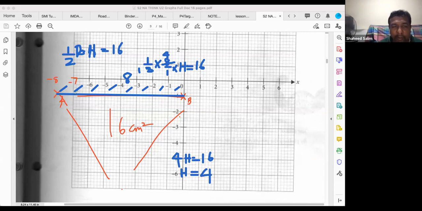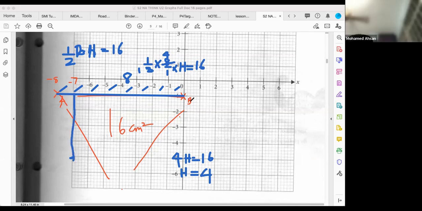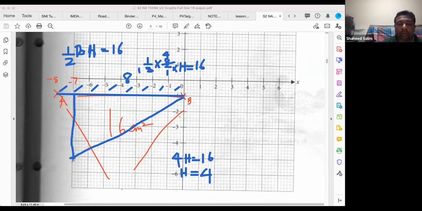So from here you count: 1, 2, 3, 4. You can have your height down here. And if your height is here, you can draw your triangle down here, like that. So you need to give the coordinate.